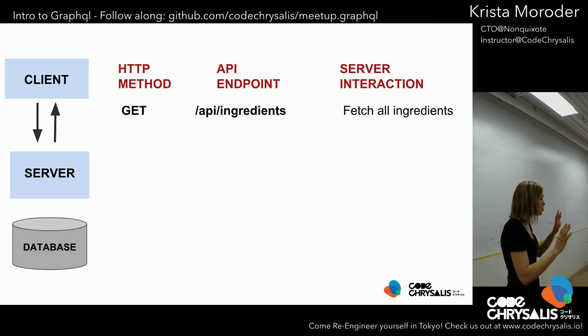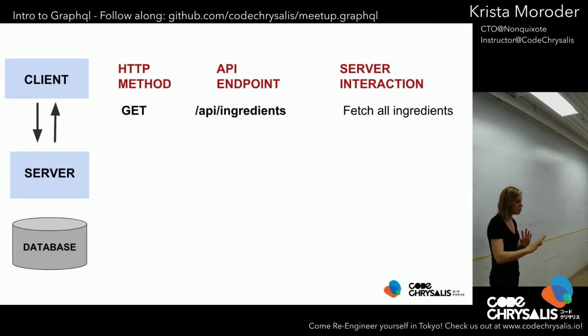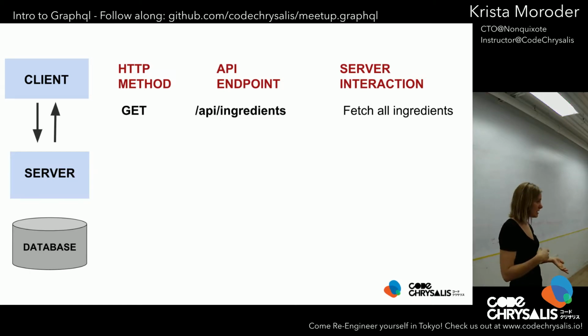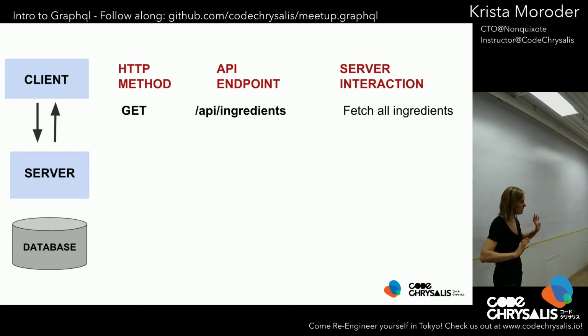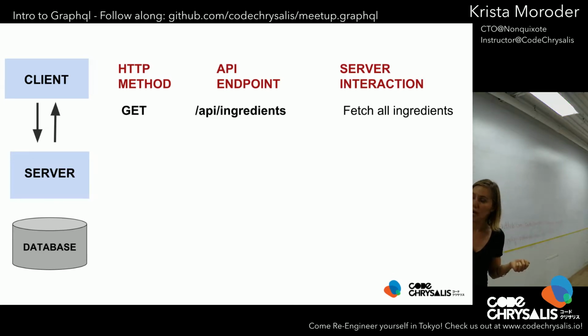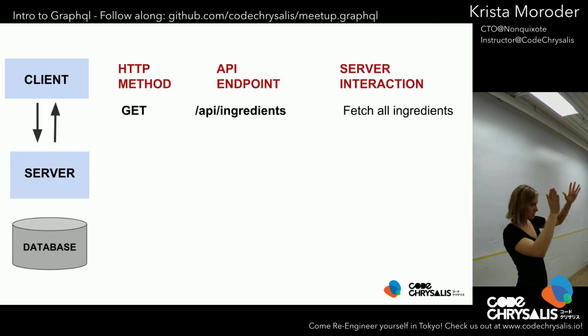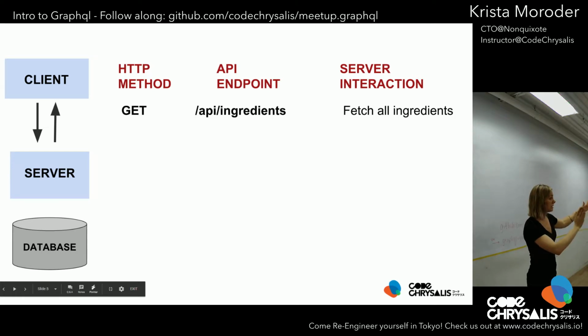Also in our normal REST architecture, so our normal architecture of how we interact between the client and server, we have an API endpoint. So this is the URL that we send this method to get information back. In this example, we have API at the beginning of our string, and then we have ingredients. What do you think this method's going to do? We're going to get the ingredients.